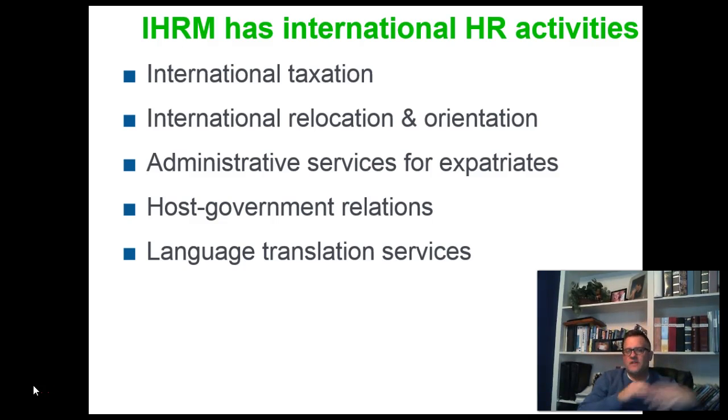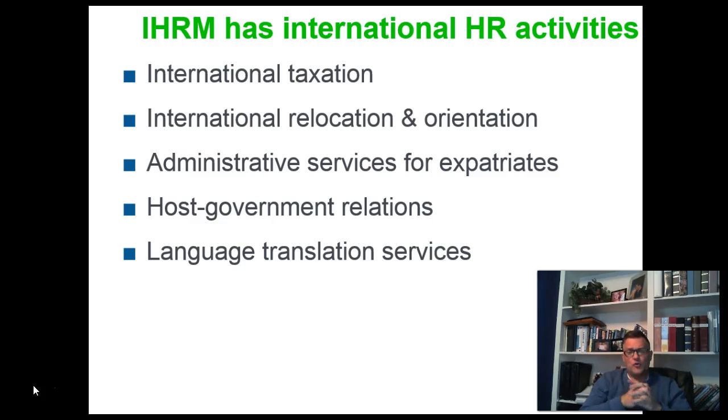Some of the different activities. Now, again, we talked about some similar activities. There are some different activities, though. International taxation. We need to be aware of what the taxation laws are in the countries that we're dealing with. And that's for selling products, that's for buying products, that's for compensation and benefits. So all those different international taxation laws we need to be aware of.